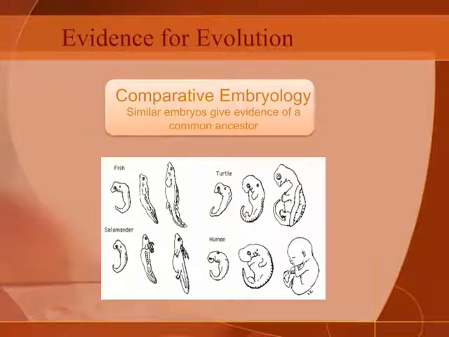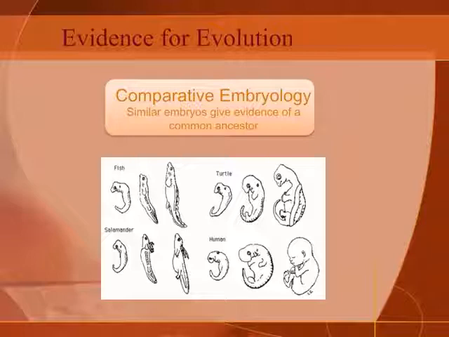The last picture that gives us evidence for evolution should be labeled comparative embryology. This involves comparing the stages of development in different organisms. And those embryos that are more similar have a closer relationship. Now, if you look at the picture, you see that the very earliest stage for the fish, the turtle, the salamander, and the human all look very similar to each other.